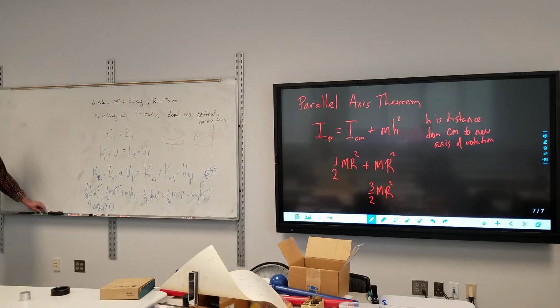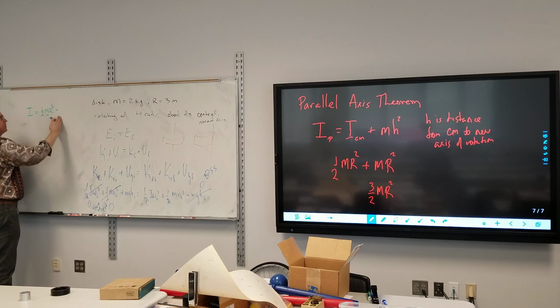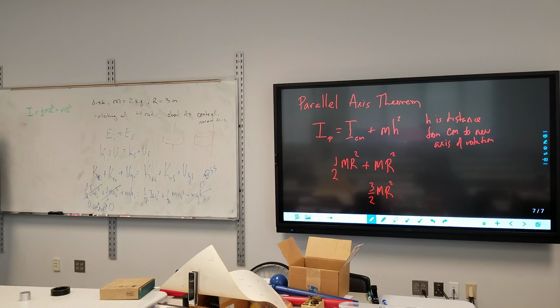So if I look at the kinetic energy of something that's rotating about that point of contact, I know that the moment of inertia about that point of contact is 1/2 mr squared plus mr squared. What I did over there, I'm just not going to add them together. So if I look at my kinetic energy, I get 1/2 times (1/2 mr squared plus mr squared) times omega squared, that's the rotational kinetic energy.